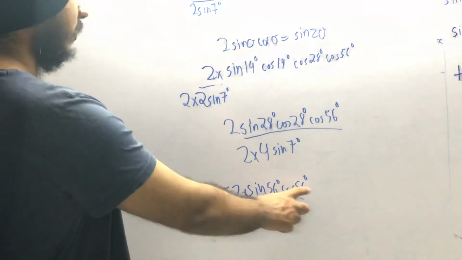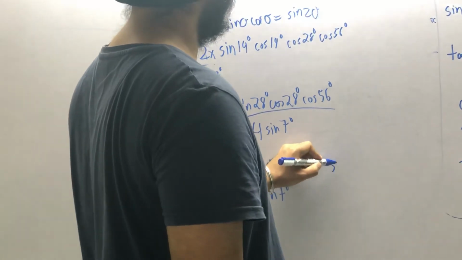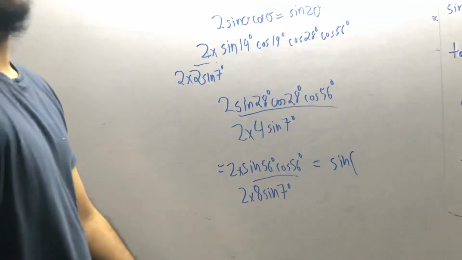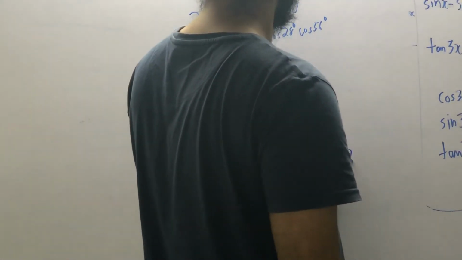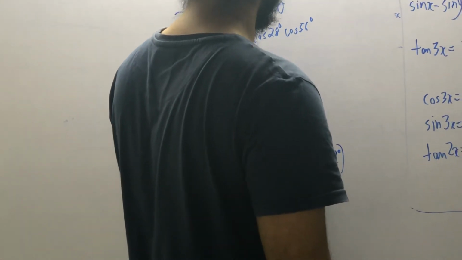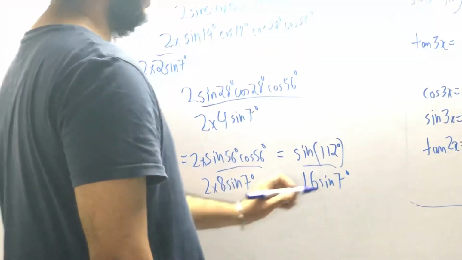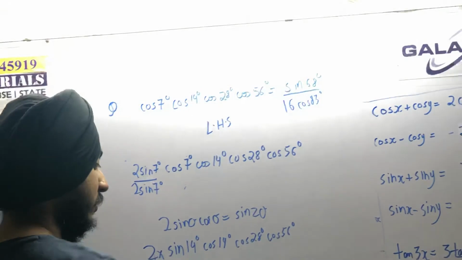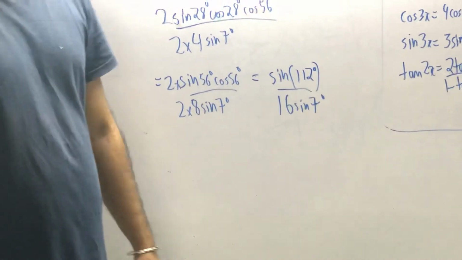Again multiply, divide by 2. 2 sine theta cos theta, so that is sine 2 theta. So what you get is sine, 56 into 2 is how much, 112, divided by 16 sine 7. The question is still not complete because you see here it is sine 68 upon cos 83, whereas you have here sine 112 and sine 7.